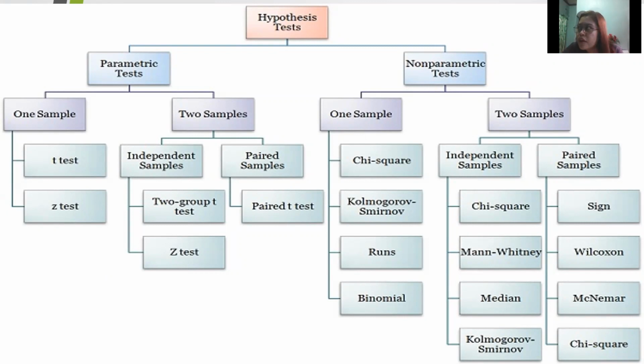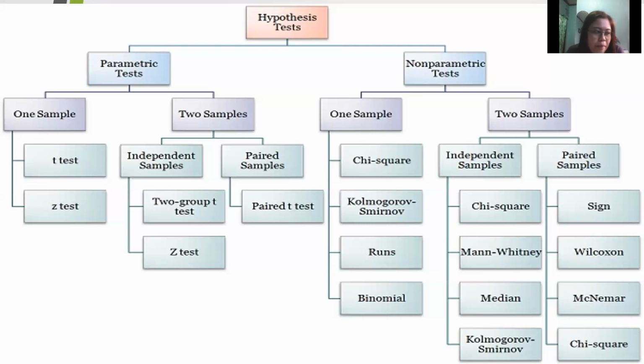So look at your statement of the problem. If you have a question like, is there a significant difference, and there are two groups, then it is either independent or paired samples. With independent samples, you have different groups. I mean, you have two groups. They are different from each other. They are independent from each other.